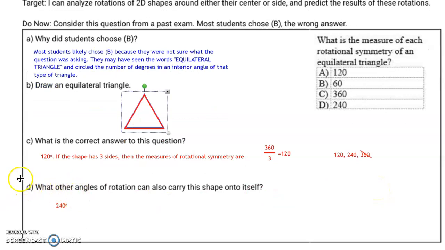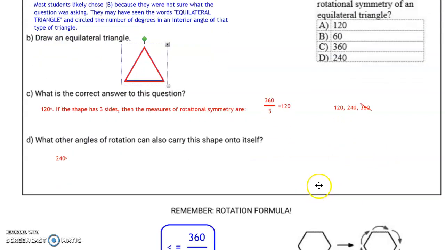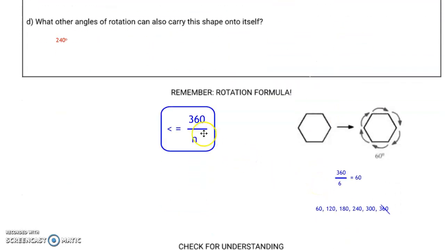So for section D, what other angles of rotation? We have 120 here, and then we add it to itself or multiply it by 2 to get 240. The situation is we add it to itself until we get to 360, and then we cross off the 360. You should remember this from the transformations unit. Remember the rotation formula looks like this: the angle of rotation equals 360 divided by n, which is the number of sides. In this example, this is a hexagon, a 6-sided shape, and each of the angles of rotation is 60 degrees. In other words, 360 divided by 6 is equal to 60 degrees.